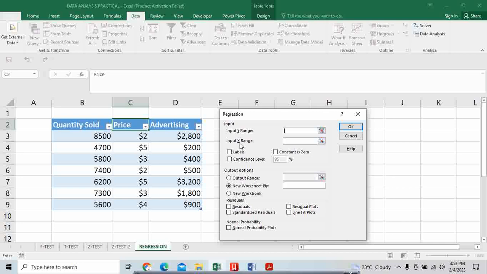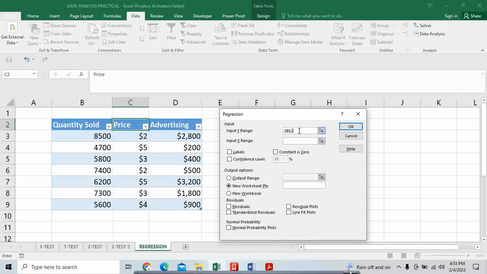Great. So remember, we are comparing the predictor variable against the explanatory variables. The explanatory variables are these two that we are having here, which are the advertising part and the price. These two are the ones that we are trying to compare to the quantity sold.